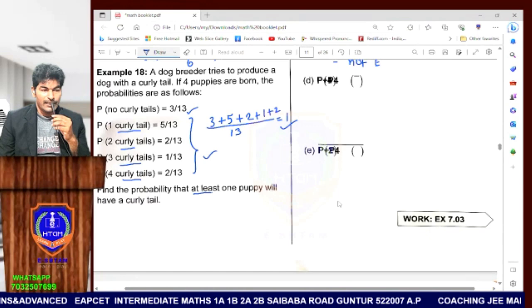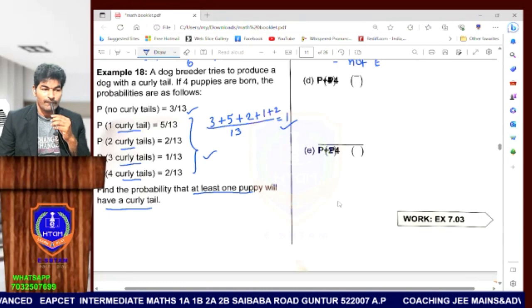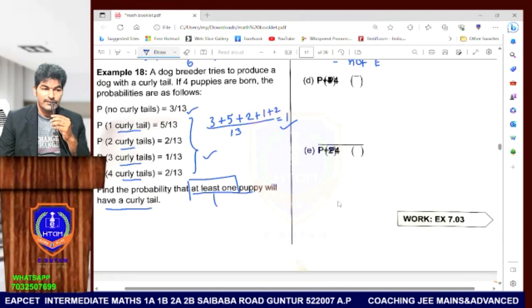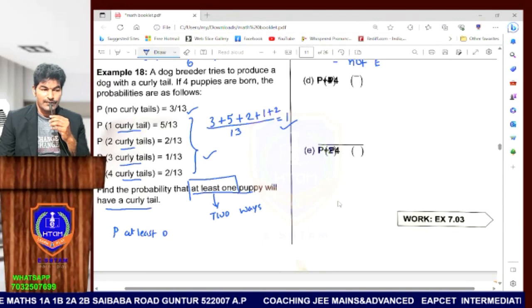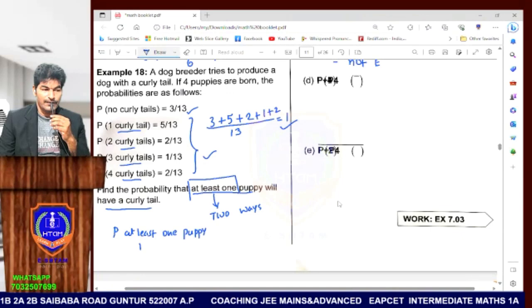Find the probability that at least one puppy will have a curly tail. You can answer this question in 2 different ways. The first way is P of at least one puppy having a curly tail.